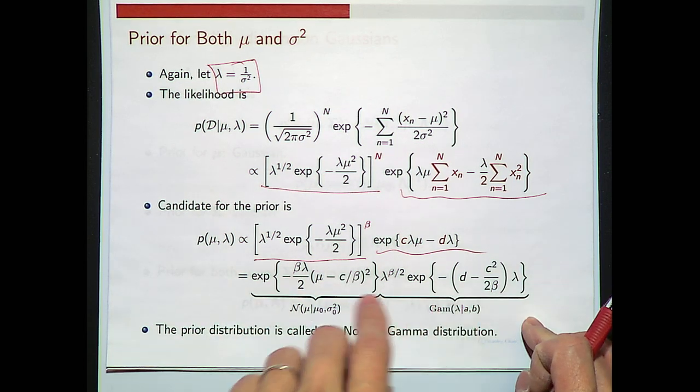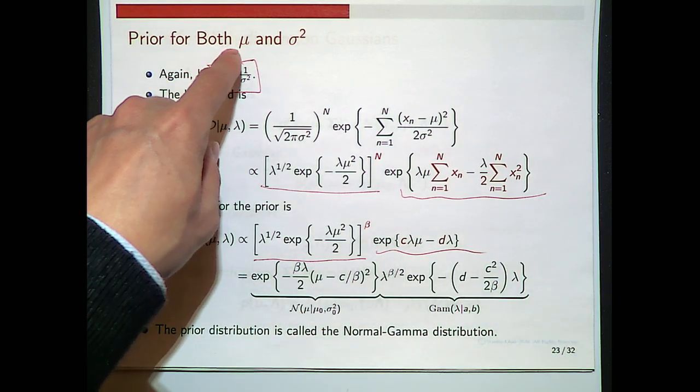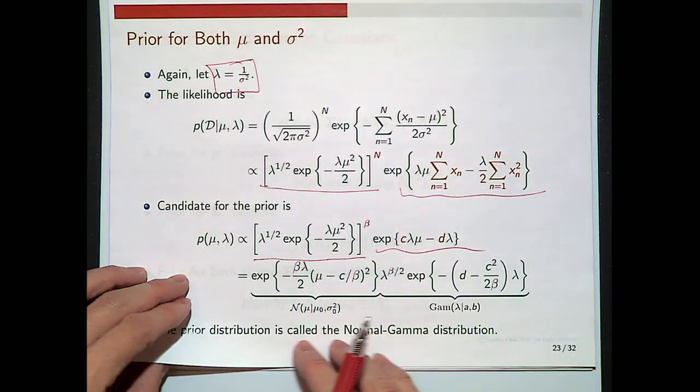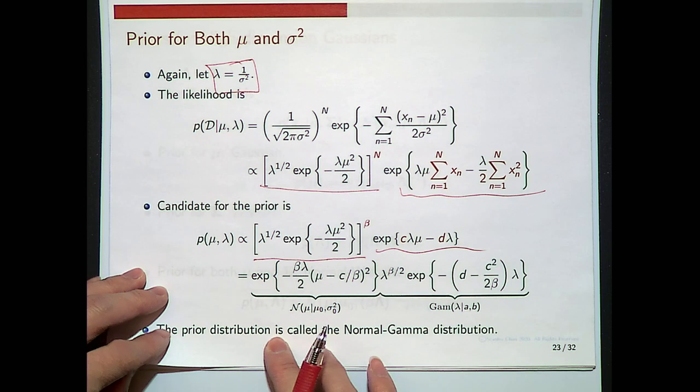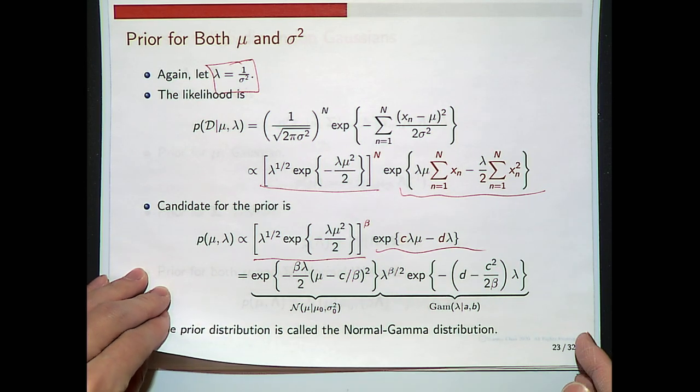Okay, and so this Gaussian times a gamma is a very good prior when you want to put a prior for mu and sigma square. Now, what is it called? How does this distribution called? It's called the normal gamma distribution. Again, something you can find out on Wikipedia.